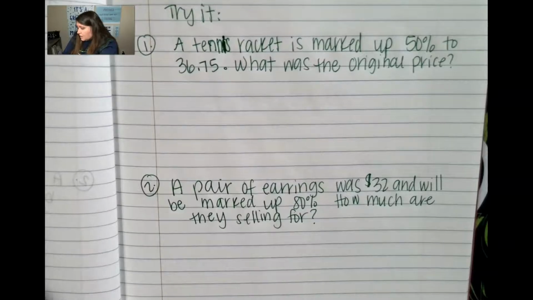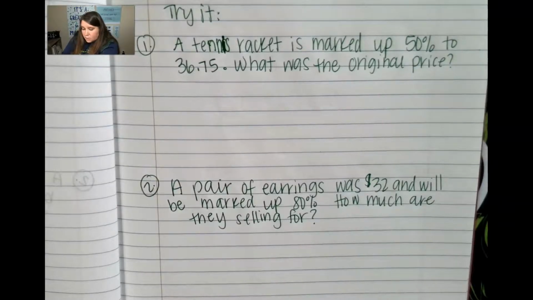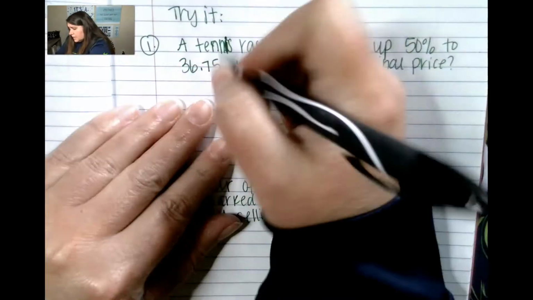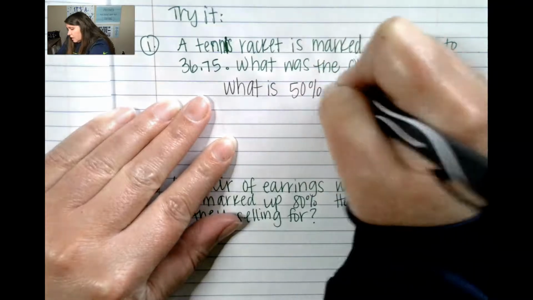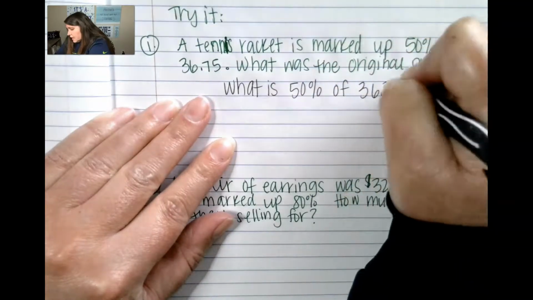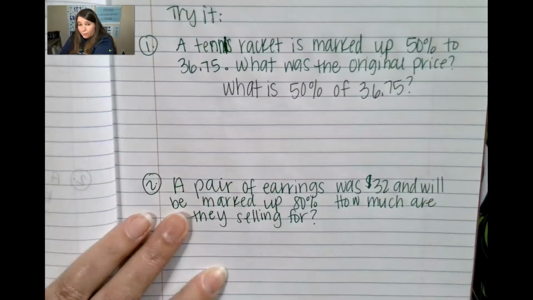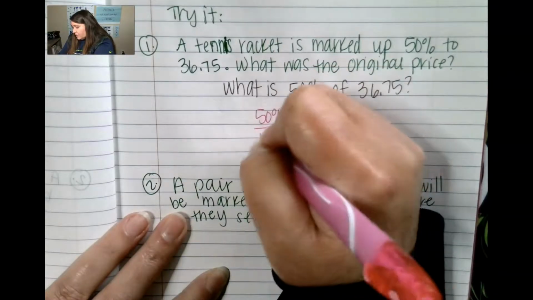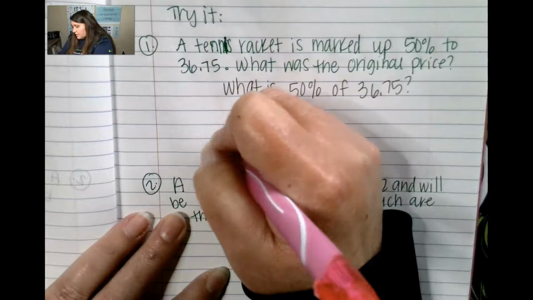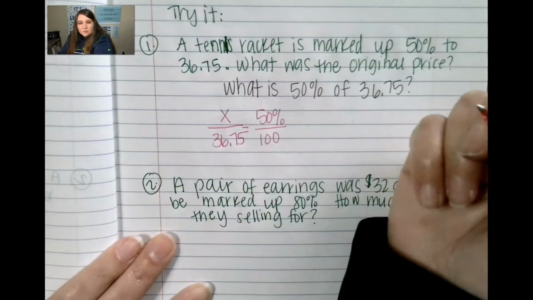A tennis racket was marked up 50% to $36.75. What is the original price? So really this question is asking us, what is 50% of $36.75? So we can set up a percent proportion, and we can do 50% out of 100 is equal to $36.75. And solve for x, we're solving for the what is.